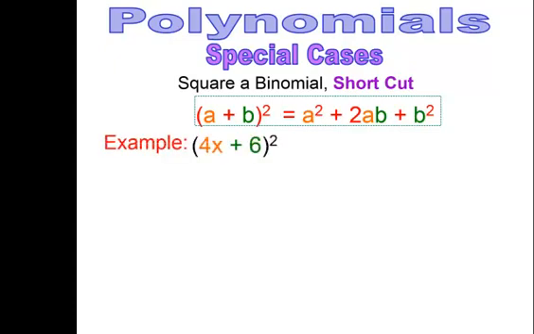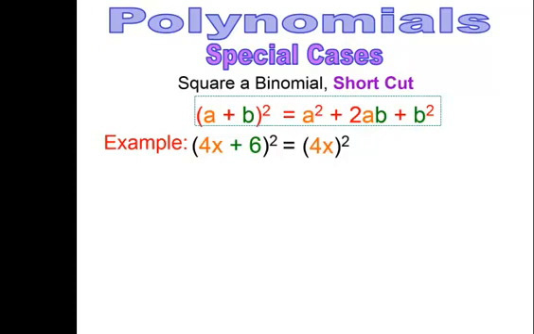Let me show you the shortcut and how it works with numbers. So I'm saying here that the first term will be whatever the a value is squared. Now notice here the a value is 4x. It's whatever's in the first spot. So in this case, a is 4x. So I'm taking 4x and squaring it. You're not just taking the x, you're not just taking the 4, you're taking whatever's in the first spot. So the first spot is 4x, and I'm going to square it.